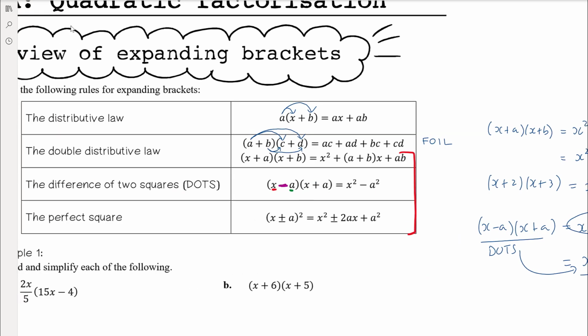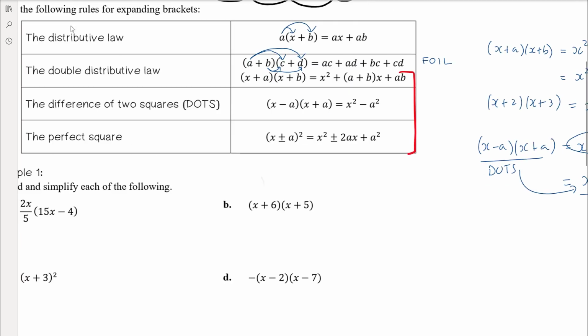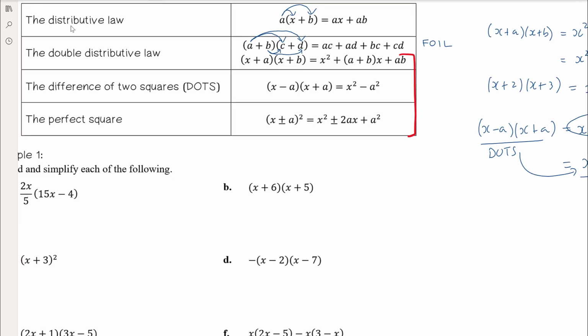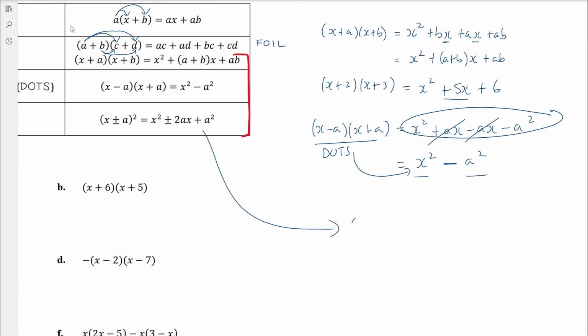The third thing we want to be able to expand out without using a whole lot of lines of working is a perfect square. And again, this rule comes from using FOIL.